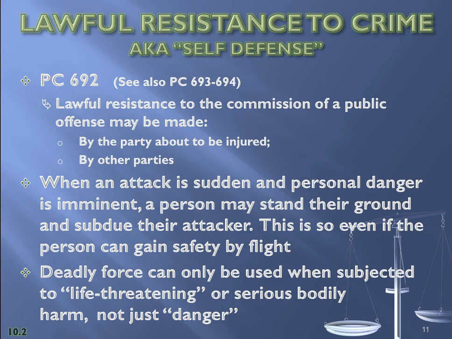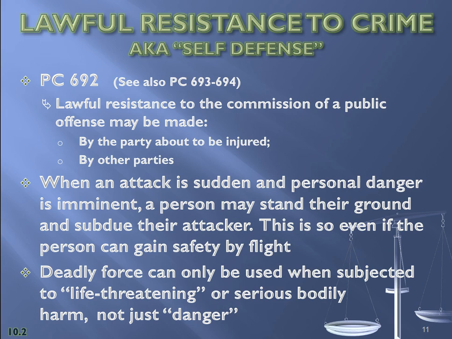Now, deadly force can only be used when subjected to a life-threatening or serious bodily harm, not just danger. Okay, so if you just feel like you're in danger, you can't break out a Louisville Slugger and beat somebody to death, basically, when you're only just in that area of danger. There needs to be life-threatening or serious bodily harm. So a little bit more discussion here.